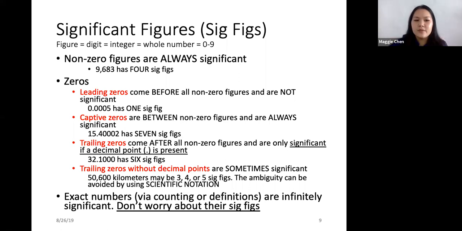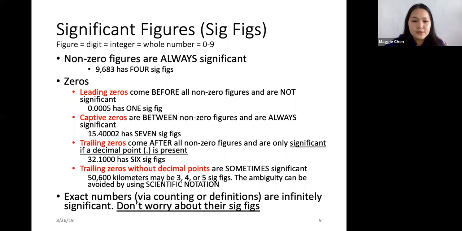So these are a lot of rules. So first, we're going over how non-zero figures are always significant. So as an example, 9,683, they're all non-zero figures. And that means that they're all significant. So there is 4 sig figs in this number.